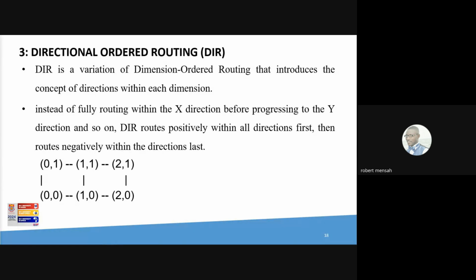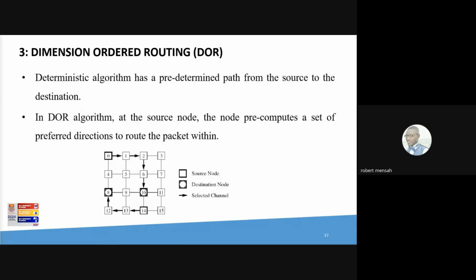In the same way, moving from 0 to 4 would have been the shortest route, but I chose the other way around. If 0 to 4 is connected, that would be the best option to go. But probably there was a lot of traffic here, so we decided to move to 1 and then route to the destination. So that is the deterministic, I mean the DOR, dimensional ordered routing.